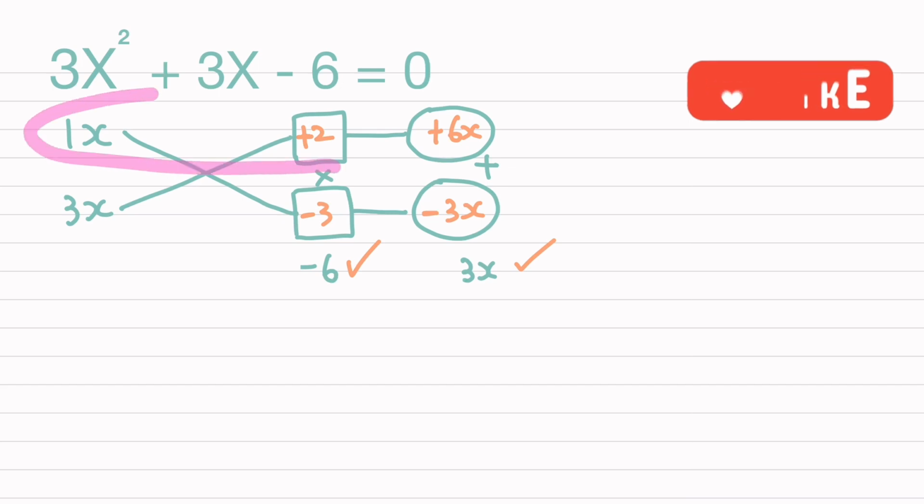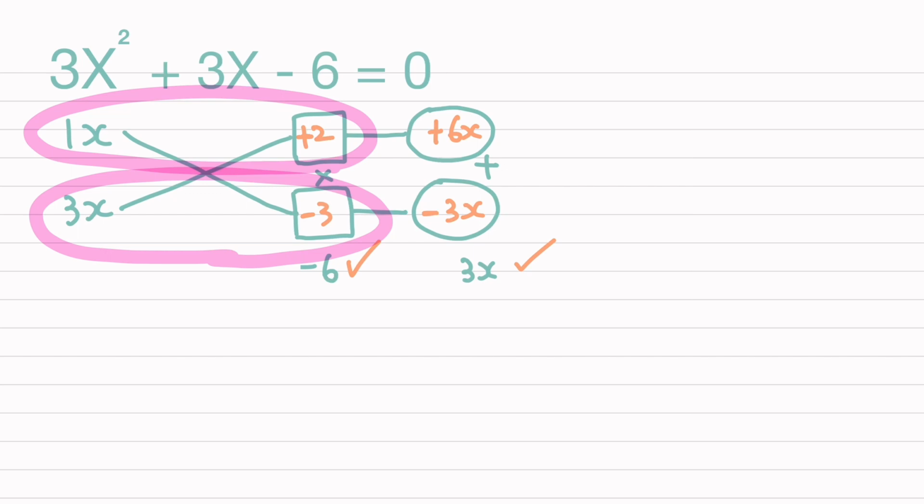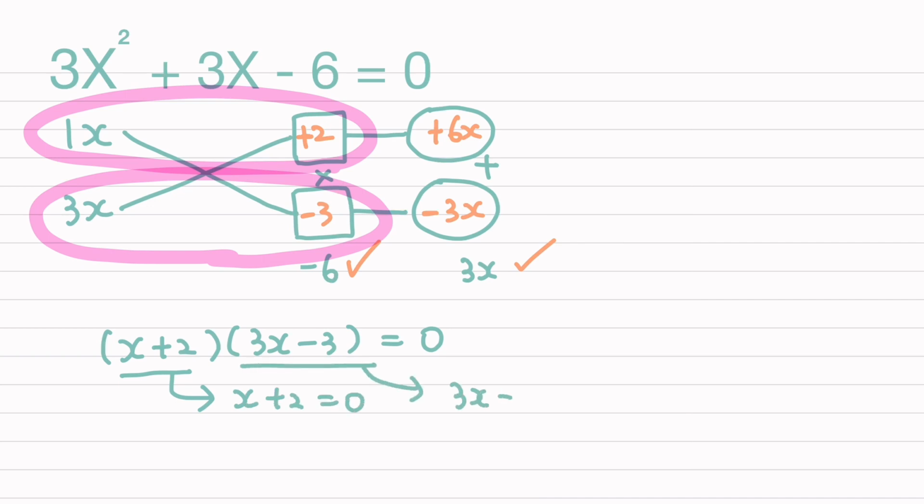So let's go ahead and circle these two numbers and come up with two binomials. The first circle gives me x plus 2, and the second circle gives me 3x minus 3. Since those, when multiplied together, give me 0, it's either x plus 2 is equal to 0 or 3x minus 3 is equal to 0, meaning my x should equal negative 2 or positive 1. And those are going to be my final answers. So I'm going to box it and move on to our very last problem of the day.